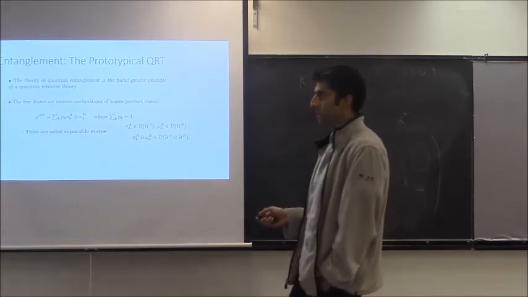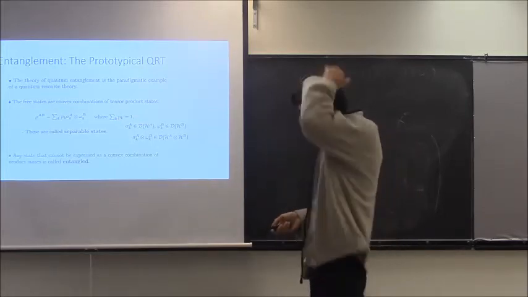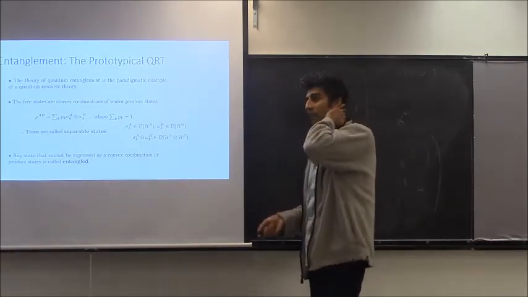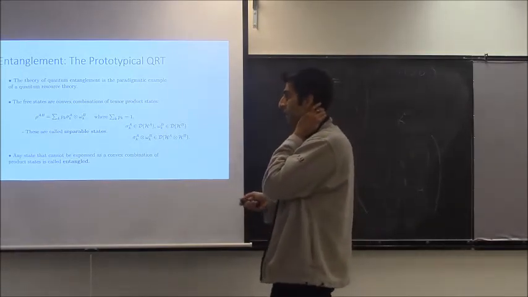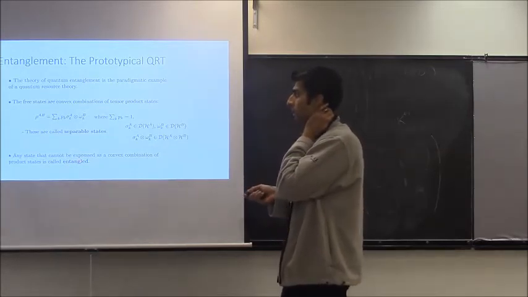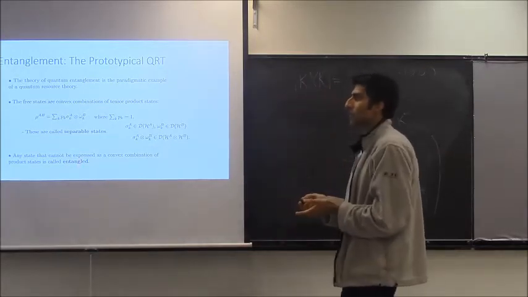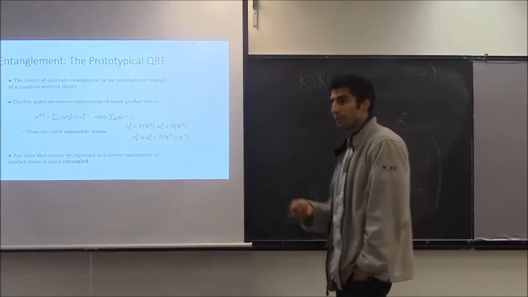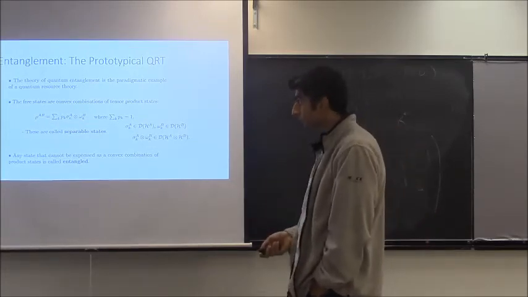These are called separable states. Any state that cannot be expressed in this way is called entangled. So if you want a definition of entanglement, here it is, right here. If you give a density matrix rho, and you cannot express it as a convex combination of product states, it is by definition entangled.